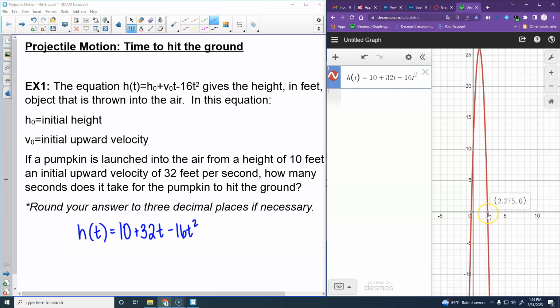Okay, what do we call this right here? What would we call that point? An x-intercept. You also could call it a 0 or a root, so 2.275. So 2.275 seconds.